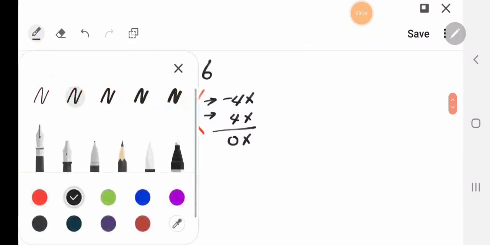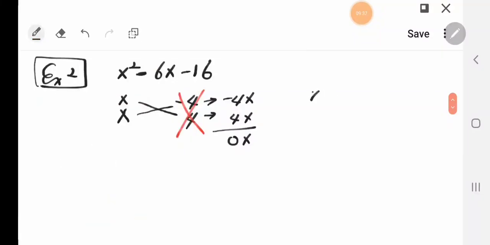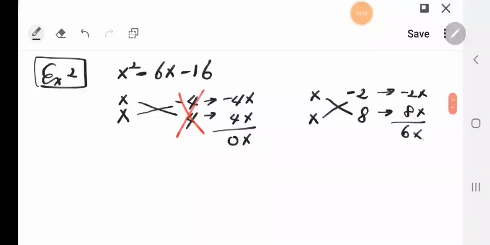So why don't we try different pairs? So x squared is x times x. Negative 16 is, let's try 2 times 8. 2 times 8 is 16. But we must have negative 16. So put the negative sign where? Okay, this time let's put on the number 2, then negative 2 times 8 is negative 16. So the cross multiply is negative 2x. This is 8x. The sum is 6x. Okay, the result is 6x, but we must have negative 6x.